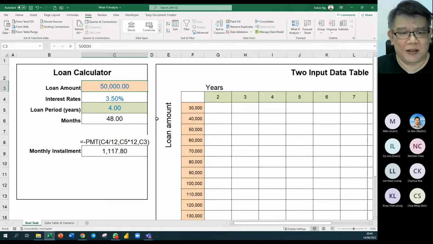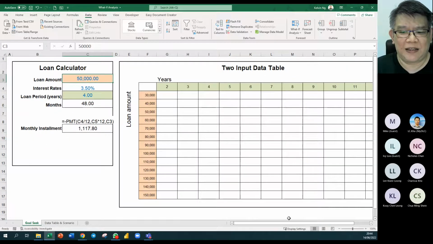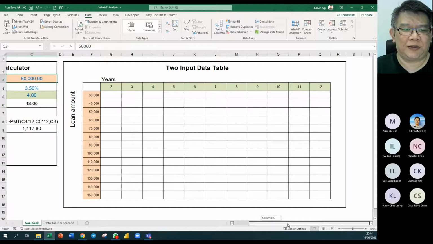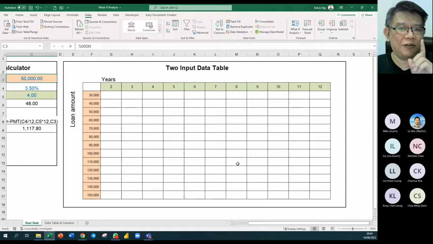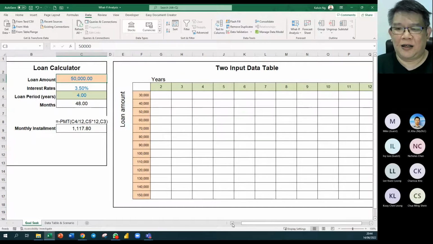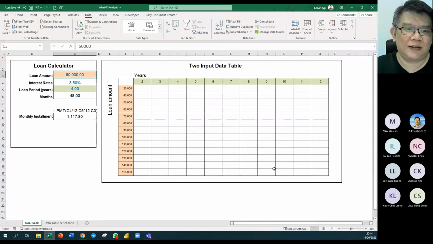Now I know you have a lot of questions. What if I want to know both? They don't have such a thing. However, what they can have is a two-input table. So let's just say I still use her as my example. Can you calculate for me, if I borrow 70,000 for 5 years, how much do I have to pay you?